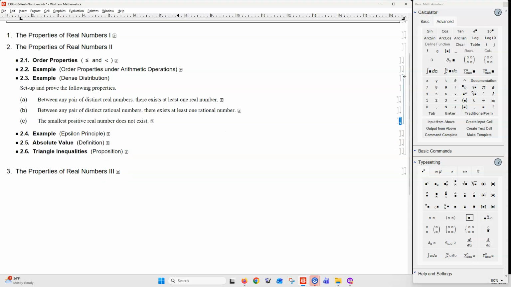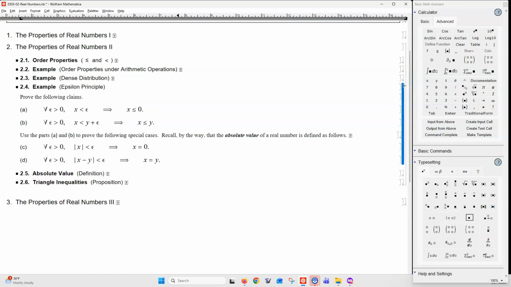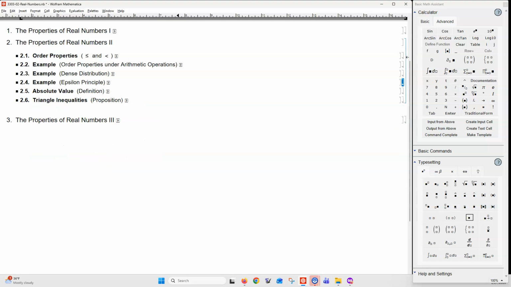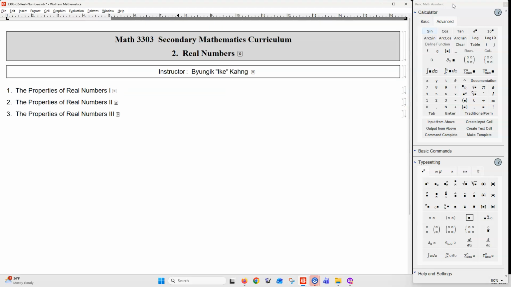And this dense distribution property leads to the epsilon principle, which is going to be extremely important in real analysis. I'm not going to go there too deeply. You can set up and prove those, and those are going to be good exercises, but that's where I'm going to stop. I'm not going to go too deeply into the epsilon principle. It'll become really hard too quickly.